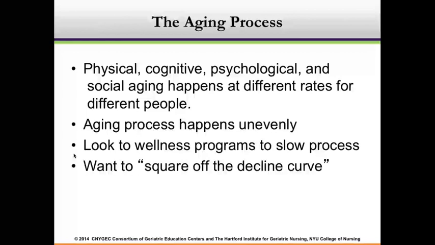So the aging process. Well, there's physical, cognitive, psychological, and social aging, and it happens at different rates for different people, just the way children have different rates of intellectual and physical and psychological development. Older adults have different levels of decline in physical, cognitive, psychological, and social aspects of their life.